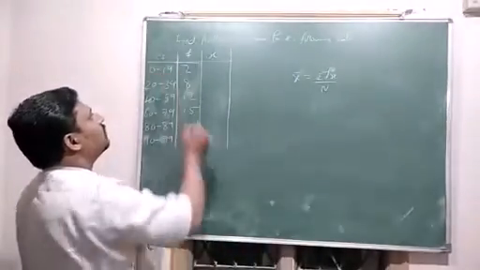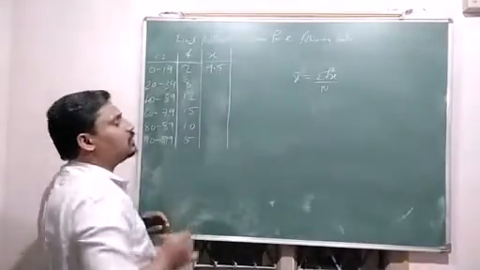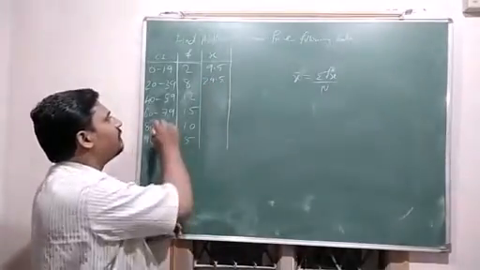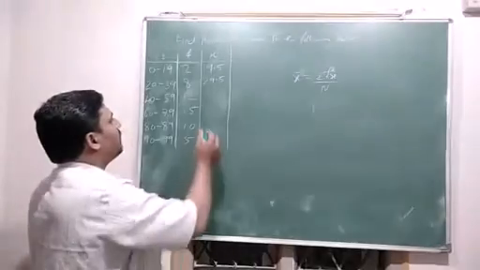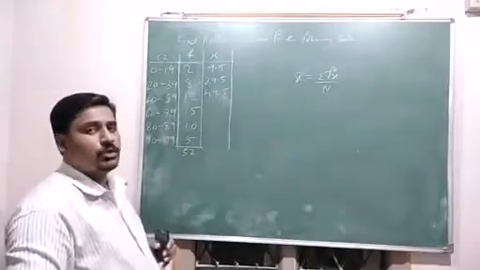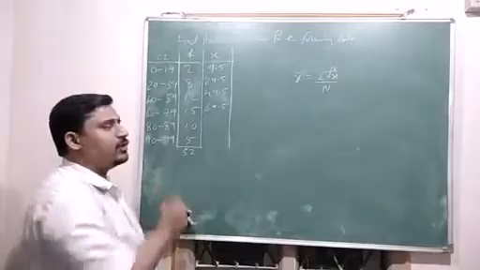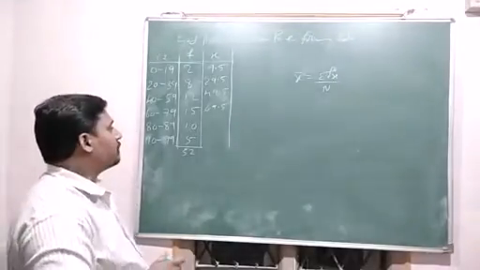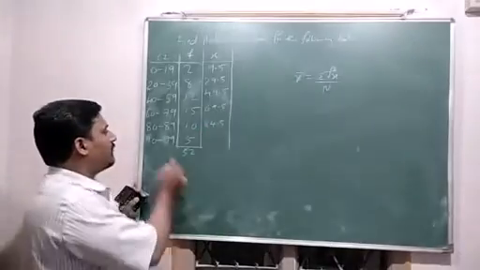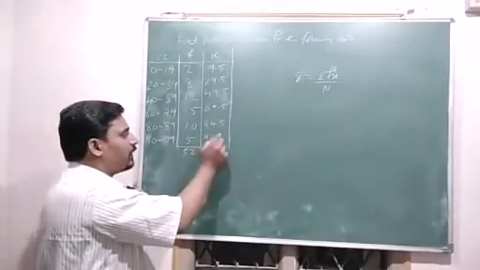For 0 to 19, the midpoint is 9.5. Then 20 to 39, the midpoint is 29.5. Then 40 to 59, the midpoint will be 49.5. Next 60 to 79, 69.5. And next 80 to 89, here the width is 10, so the midpoint of 80 to 89 is 84.5. Then 90 to 99, again the width here is 10, we get the midpoint as 94.5.